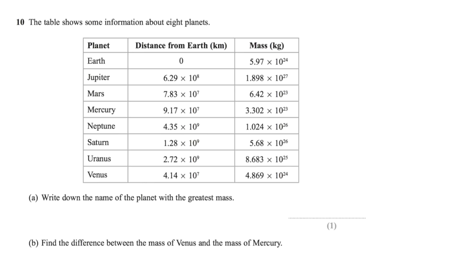Hi, and welcome to Math Together. In this lesson, we'll be focusing on question 10. The table shows some information about 8 planets. So we have Earth, Jupiter, Mars, Mercury, Neptune, Saturn, Uranus, and Venus. It says, 10A, write down the name of the planet with the greatest mass. Well, the planet with the greatest mass is Jupiter, and this is because it's raised to the power of 27. So your answer is Jupiter.